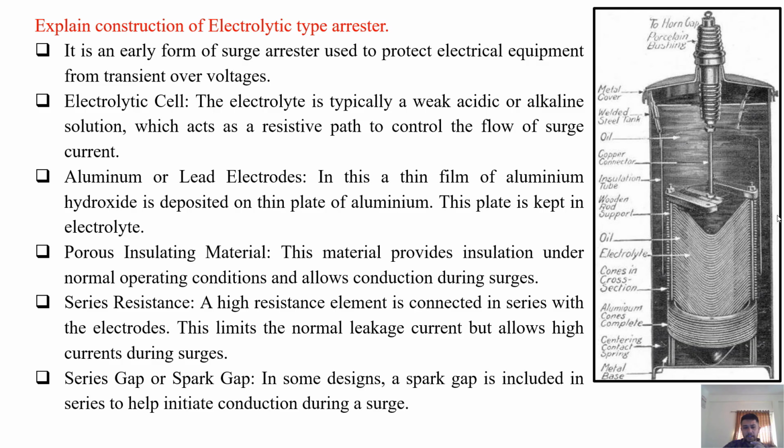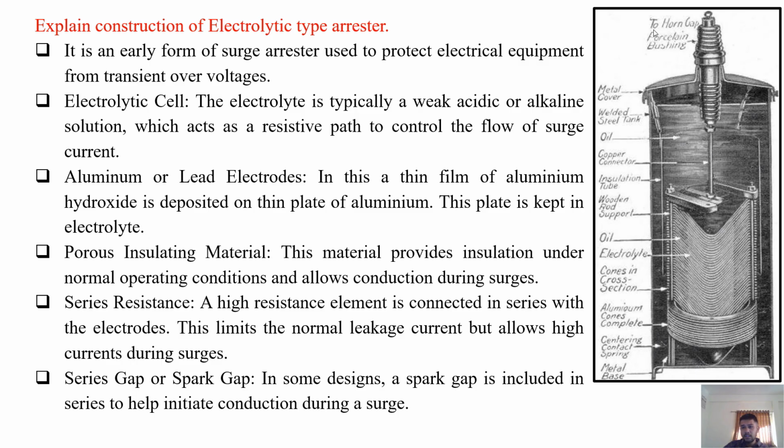Porous insulating material around it. This material provides insulation under normal operating conditions and allows conduction during the surges. Series resistance. So a high resistance element is connected in series with these electrodes. This limits the normal leakage current but allows the high currents during surges. Series gap or spark gap.